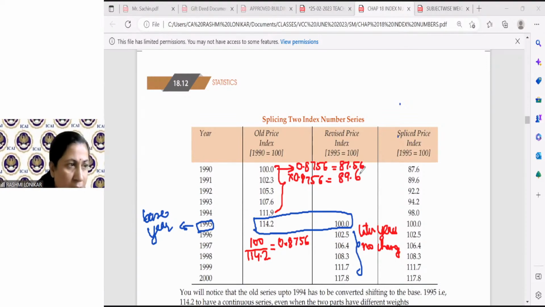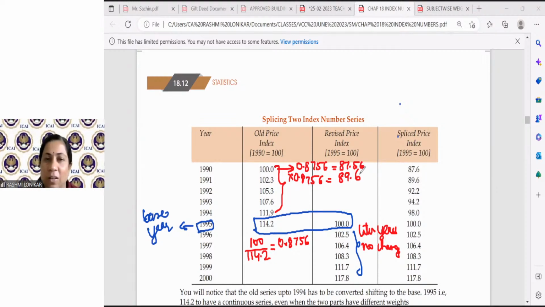Okay, crystal clear? Nikita, this is the last time I'm hearing this sweet word. Crystal clear? 0.8756 into 102.3. Okay, 89.6.